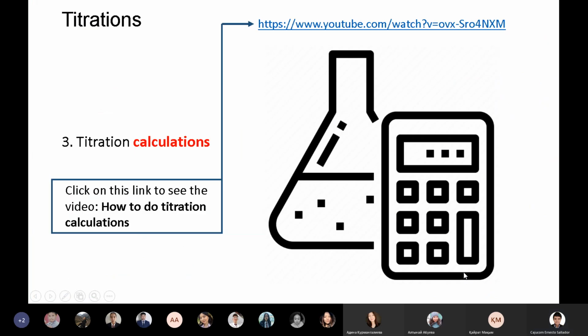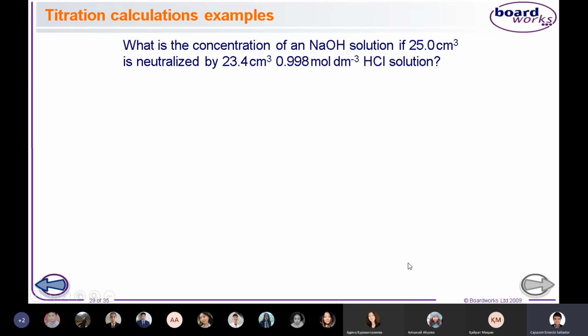Now let's do some calculations. Kindly look at this, guys, please. I would like you to imagine that this is exactly what happened in our titration a while ago. We have a base, sodium hydroxide solution, 25 cm cube. Imagine that this is the conical flask. We place here 25 cm cube. We know the volume, but we don't know the concentration of it.